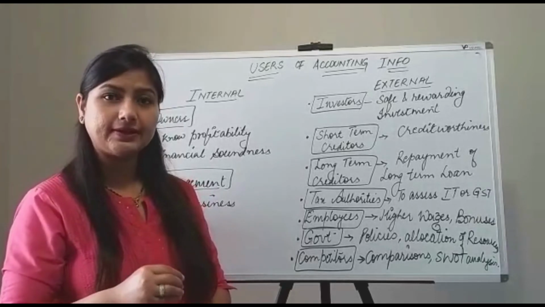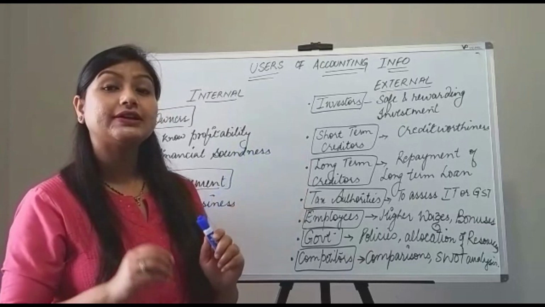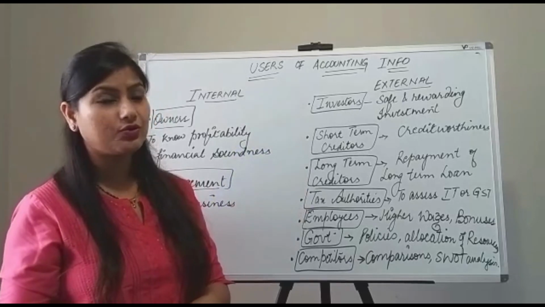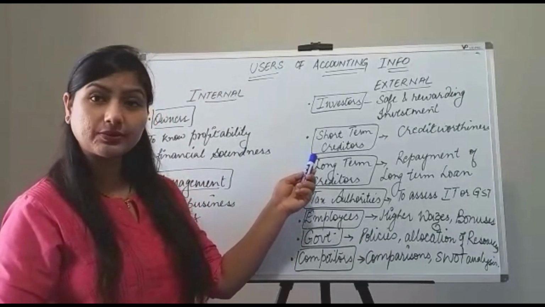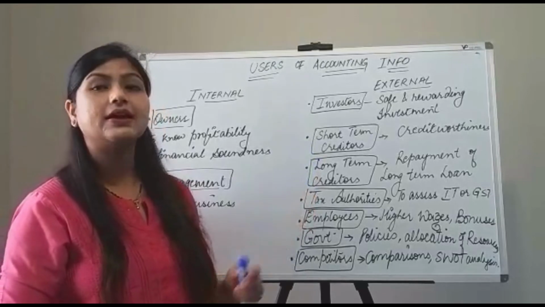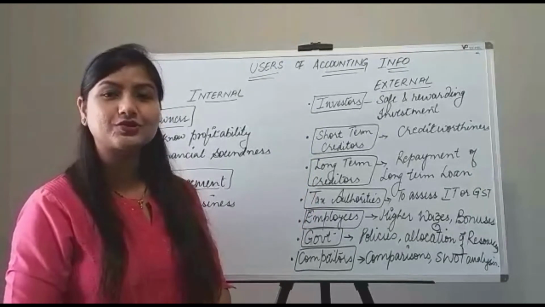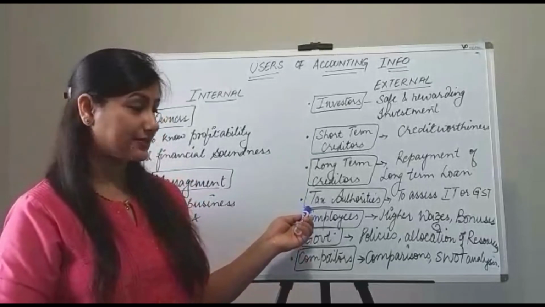So similarly, in accounting also, the creditors need to know the creditworthiness of the business, then only it grants a short-term loan or maybe a long-term loan to the business. So both short-term creditors and long-term creditors are interested in the accounting information, and hence they are also users of accounting information.